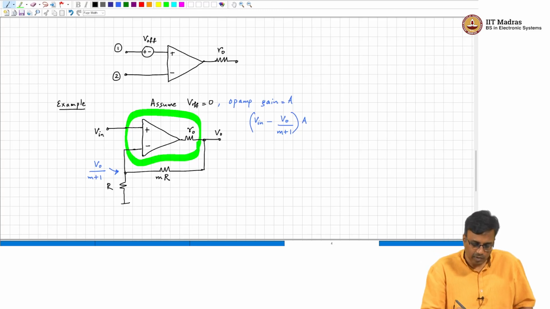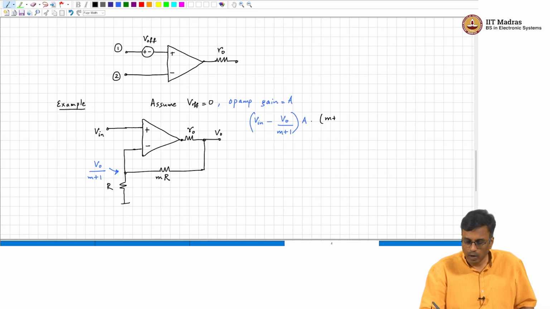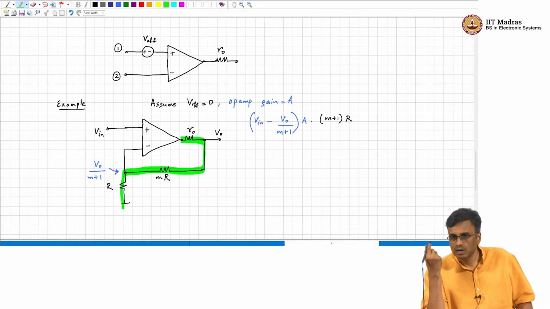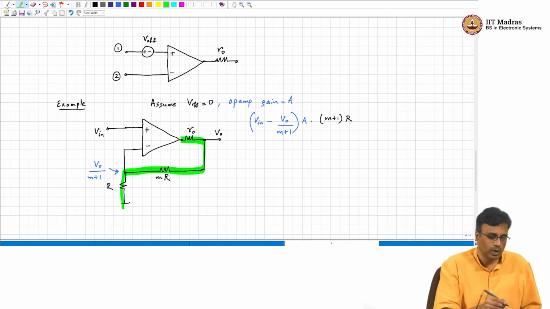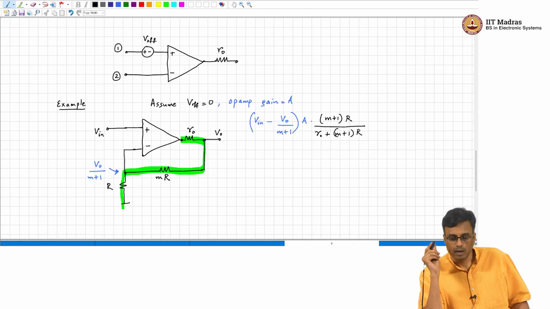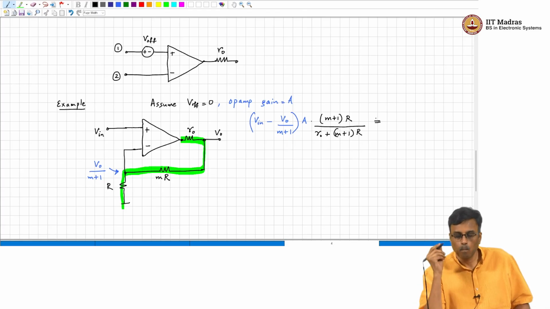Yeah, it basically represents the voltage at that node, correct. So, this times m plus 1 R, notice that these three form a series connection. So, m plus 1 R divided by R naught plus m plus 1 R must be V.